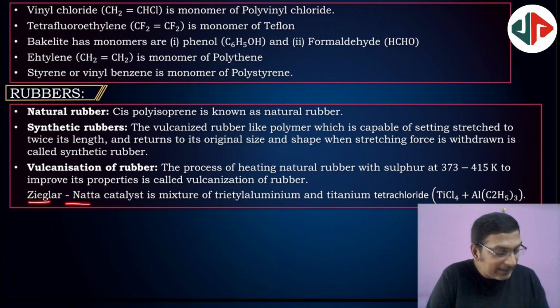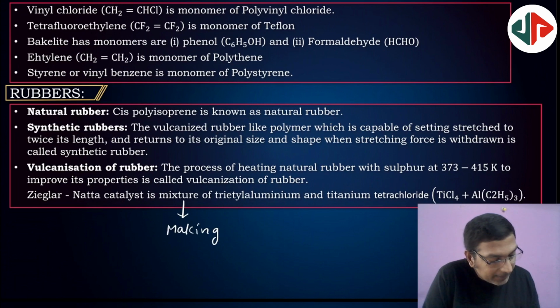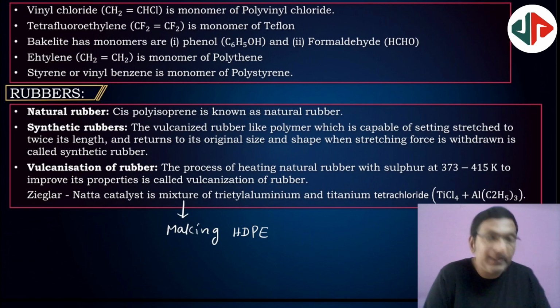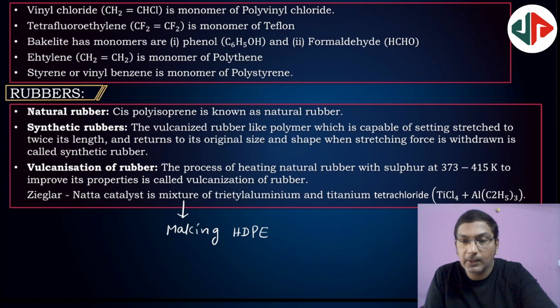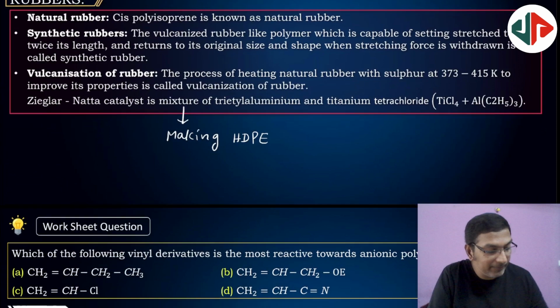Next, Ziegler-Natta catalyst is a mixture of triethyl aluminum and titanium tetrachloride. So it is used in making high density polyethylene. Very, very important. High density polyethylene. Ziegler-Natta catalyst: TiCl4 plus Al(C2H5)3. So next we will discuss worksheet questions.